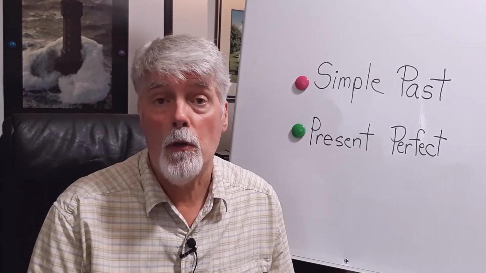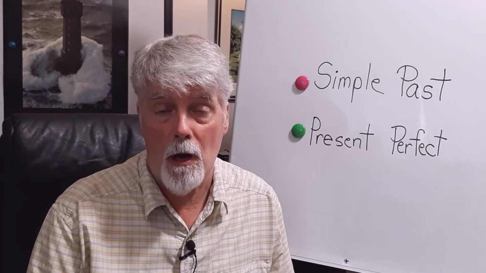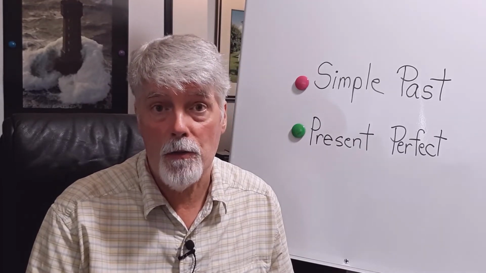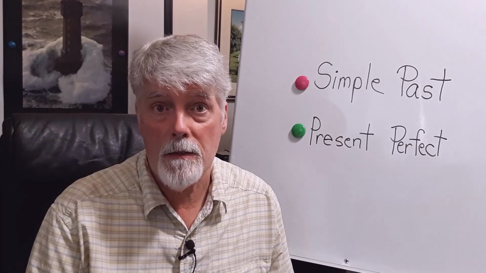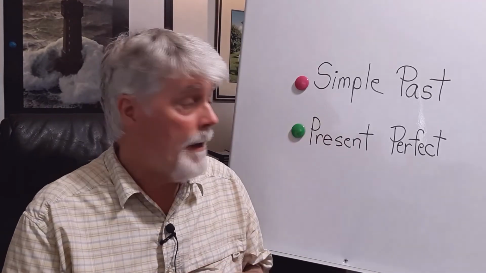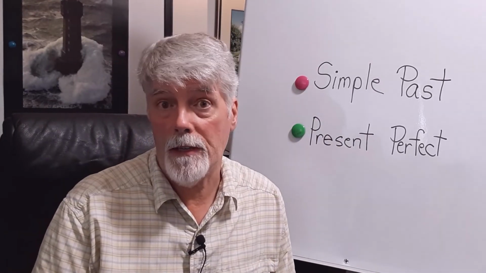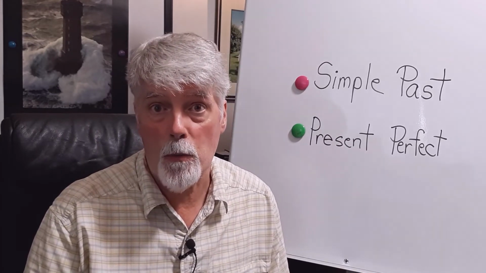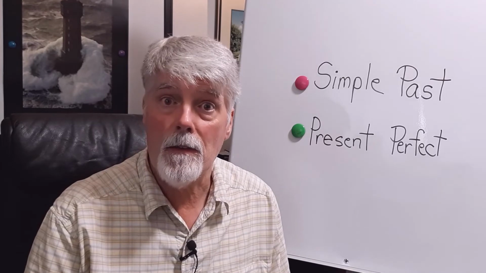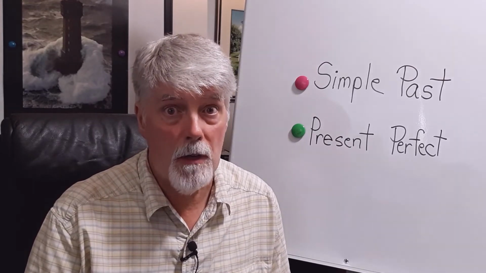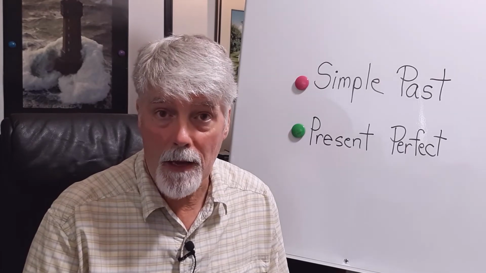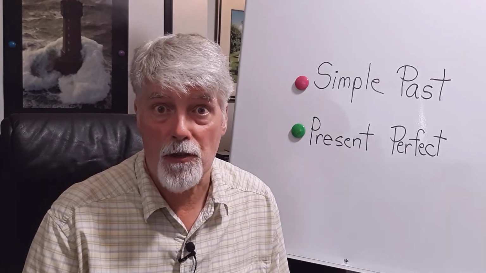Today we're going to be looking at two verb tenses which often cause problems to most English students. And these verb tenses are the simple past and the present perfect tenses. Now, these tenses are not used in the same situations, and the simple past tense is used a lot in English for actions that have happened in the past and they're finished.